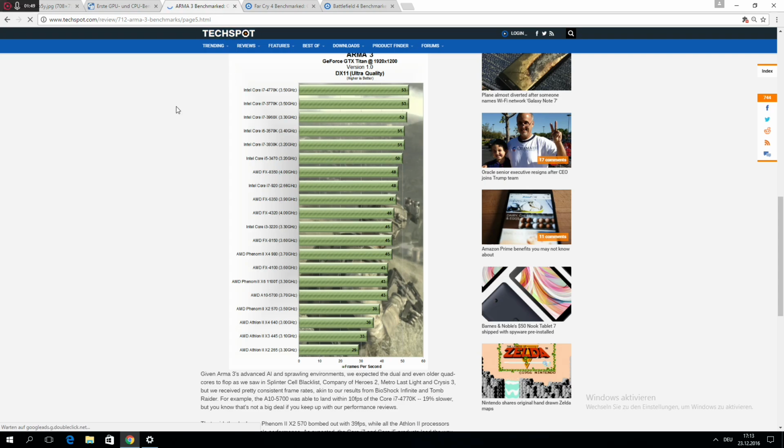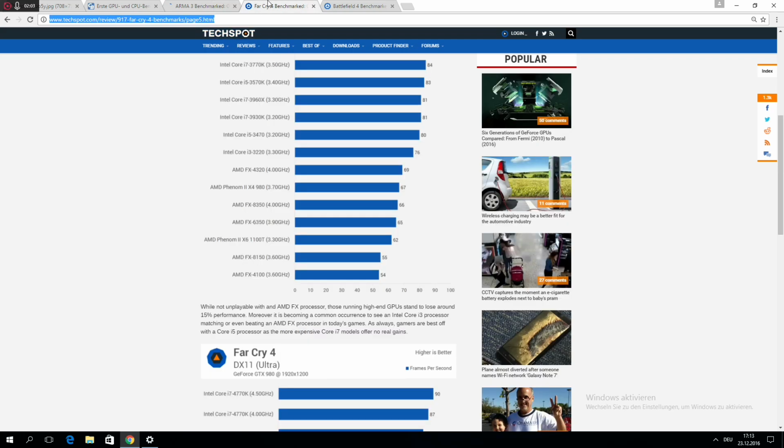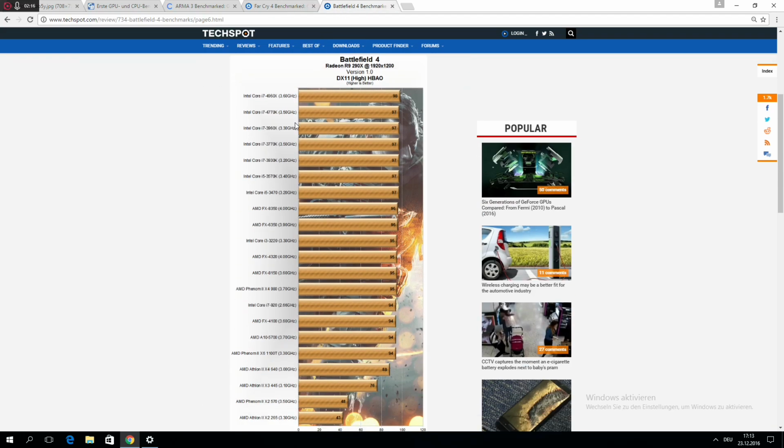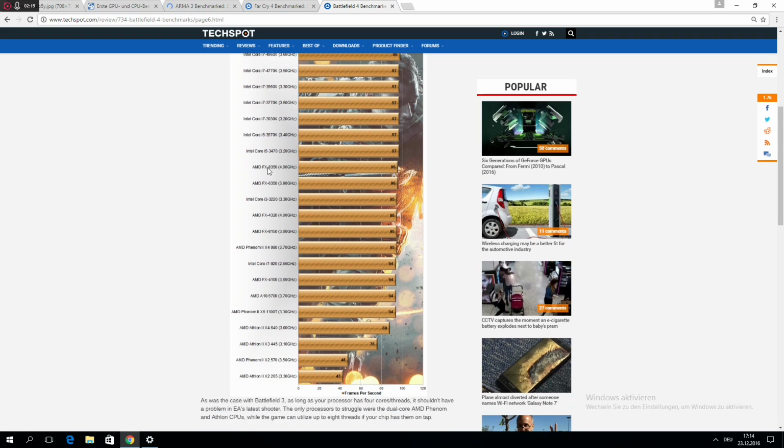Then Arma 3. Here we see an 8-core FX at 4 GHz, almost performing the same like a FX 4-core processor at 4 GHz. Far Cry 4. Here we see a 4-core FX beating an 8-core FX, probably due to its higher turbo core clock. Then Battlefield 4. Here also we see almost no difference between a 8-core FX at 4 GHz and a 4-core FX at 4 GHz.